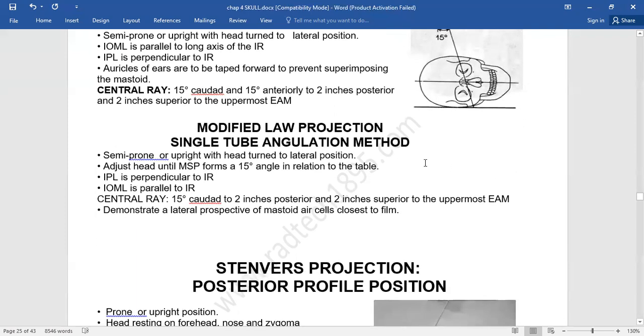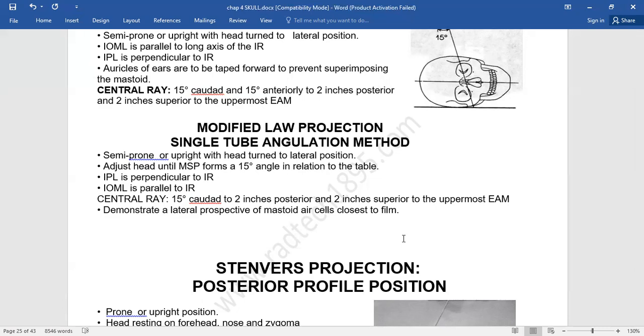Dito naman sa ating modified law, single tube lang. So 15 degrees lang. 15 degrees angle in relation to the table. So central ray is 15 degrees caudad. Wala na siyang anterior, caudad na lang. So 2 inches posterior and 2 inches superior to the uppermost EAM. This is performed to demonstrate a lateral perspective of the mastoid air cells closest to the film.